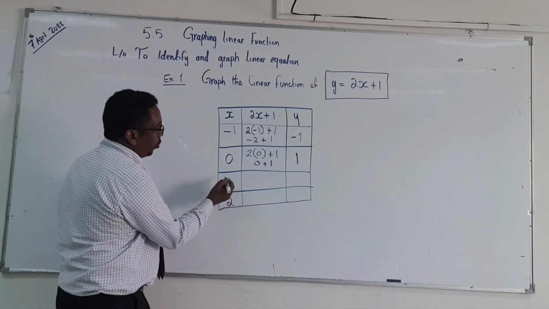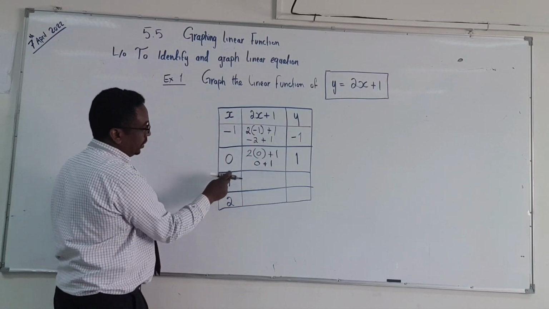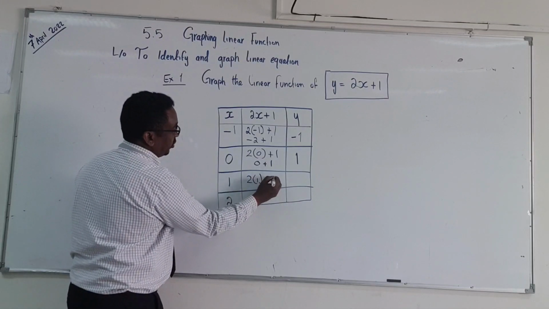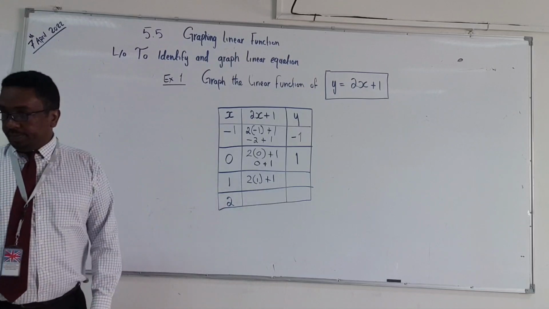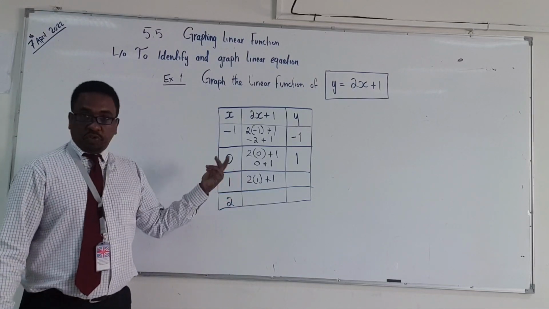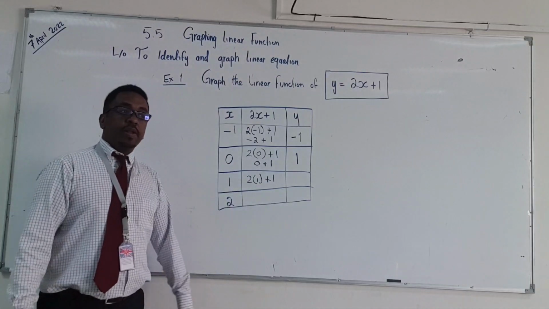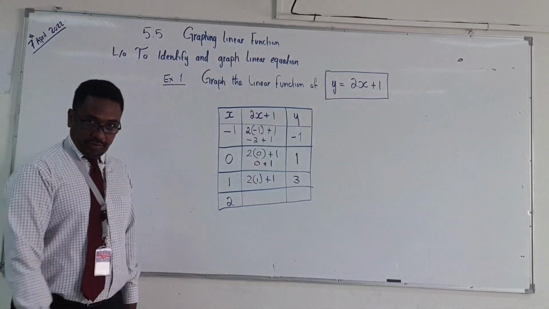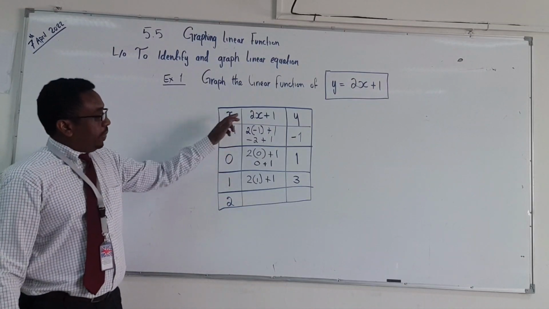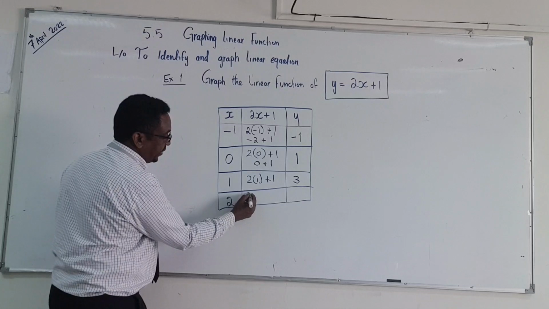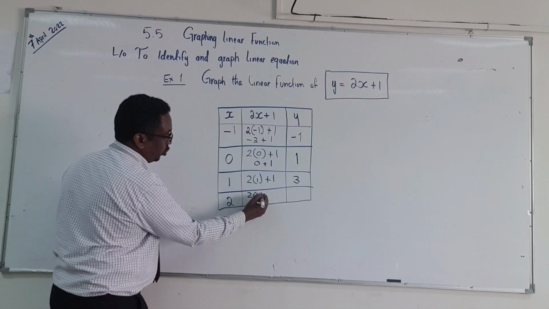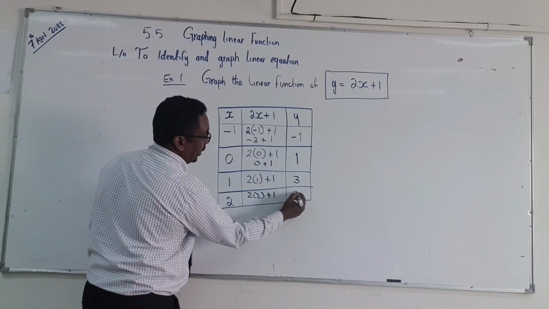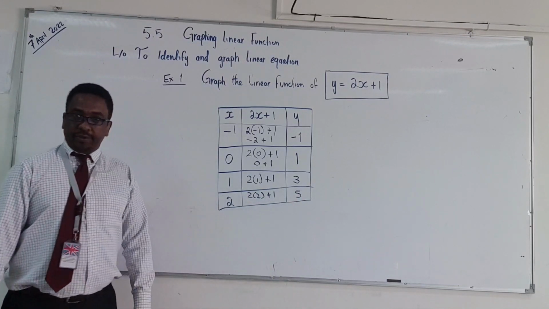Right. So now we replace the x with what? 1. So we have 2, bracket 1, and plus 1. So what will this give us? 2 times 1 is 2. So 2 plus 1 is 3. Well done. So we have 3 here now. What about the last? Again, we replace the x with 2. So we have 2 times 2, 4 plus 1. So the output will be 5. Are you with me, girls?